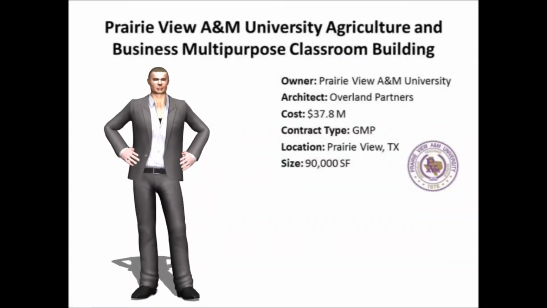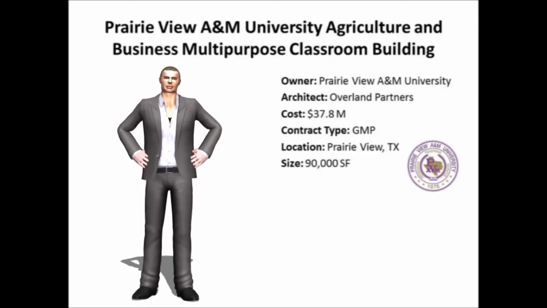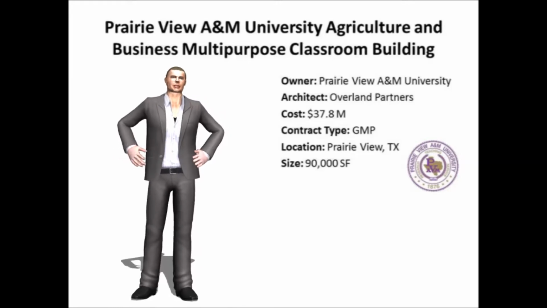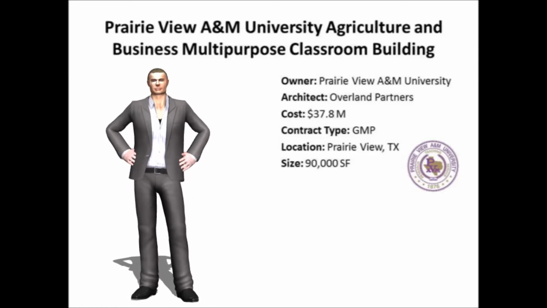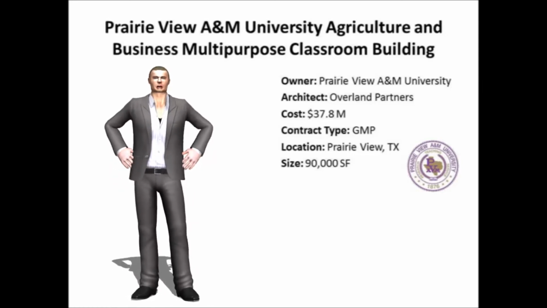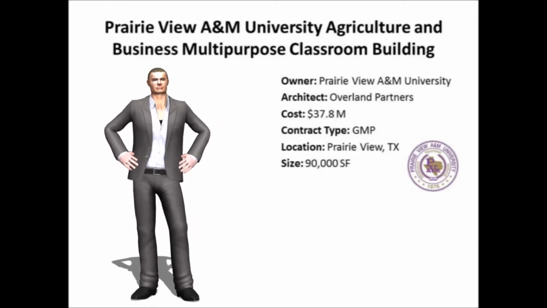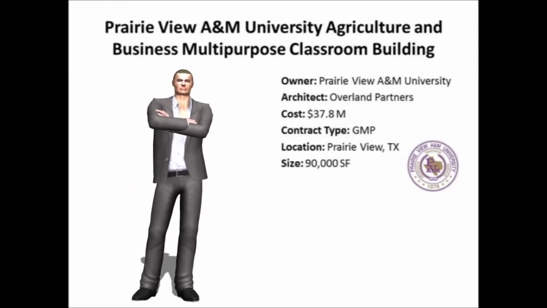The project name is Prairie View A&M University Agriculture and Business Multipurpose Classroom Building, and it is being built for Prairie View A&M University. The architect for the project is Overland Partners. The cost of the project is $37,800,000, and the contract type is guaranteed maximum price. The project is located in Prairie View, Texas. The total square footage of the building will be 90,000 square feet. Let's take a closer look at what will be included in the building.